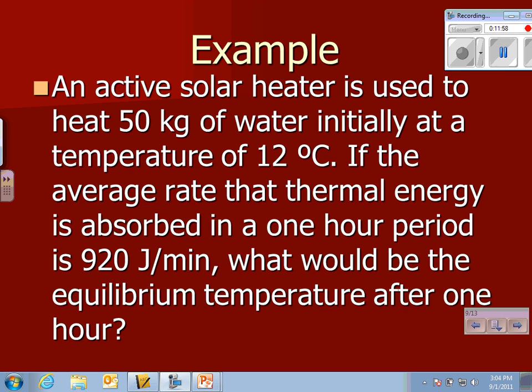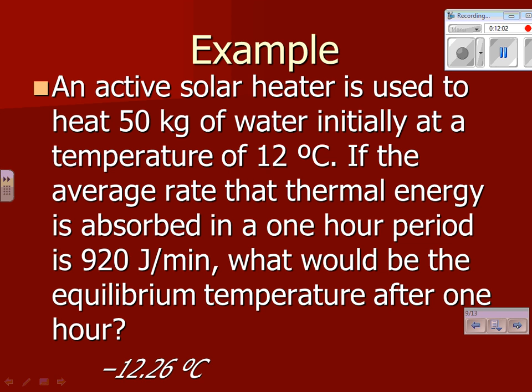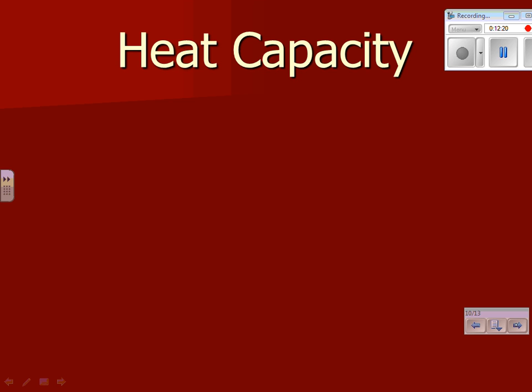Notice that we started at 12 degrees Celsius and we ended up at 12.26 degrees Celsius. It's not a lot. So if we sit a solar water heater out in the sun, it's got 50 kilos of water all day long, it doesn't heat up that much because water has such a high specific heat. If you have a low specific heat, it would heat up much more readily when it's absorbing energy.